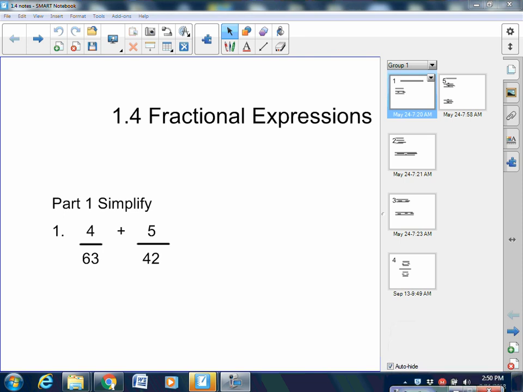Okay, here we go. Let's go. 1.4. I want to get through 4 templates like the other hour is. So.